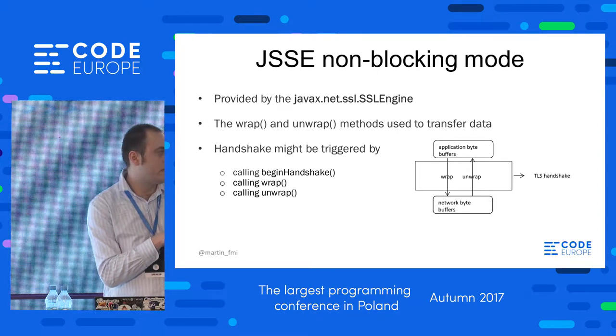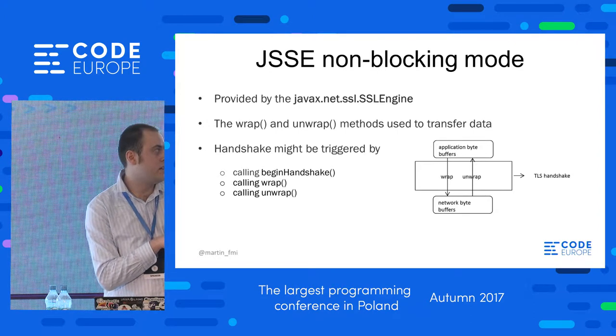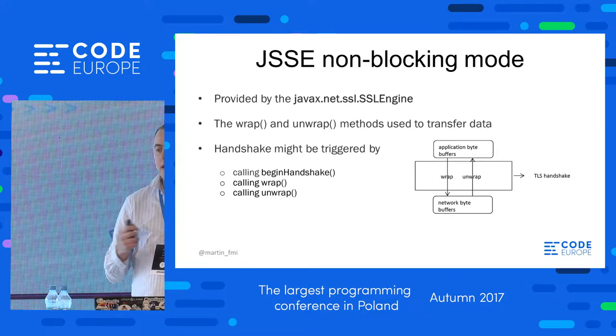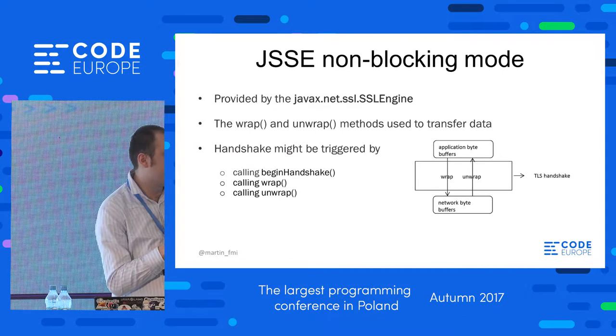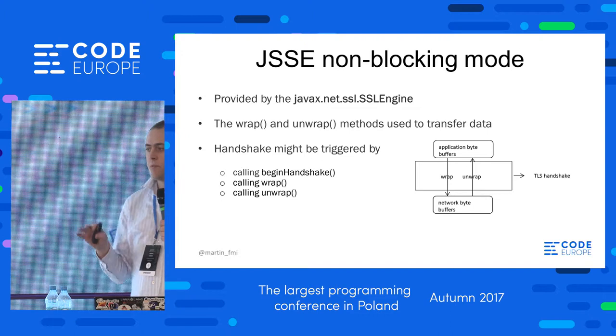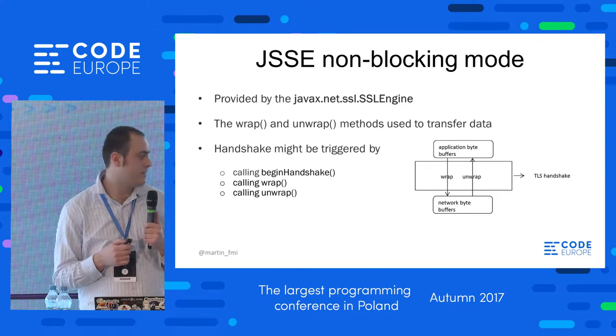So the flow is the following. The SSL client writes messages to the byte buffer, and they are sent using the wrap method to the network byte buffers, and from there the network sends them to the SSL server. And when we read messages, they are read using the unwrap method from the network byte buffers to the application buffers, from where they are retrieved by the client.